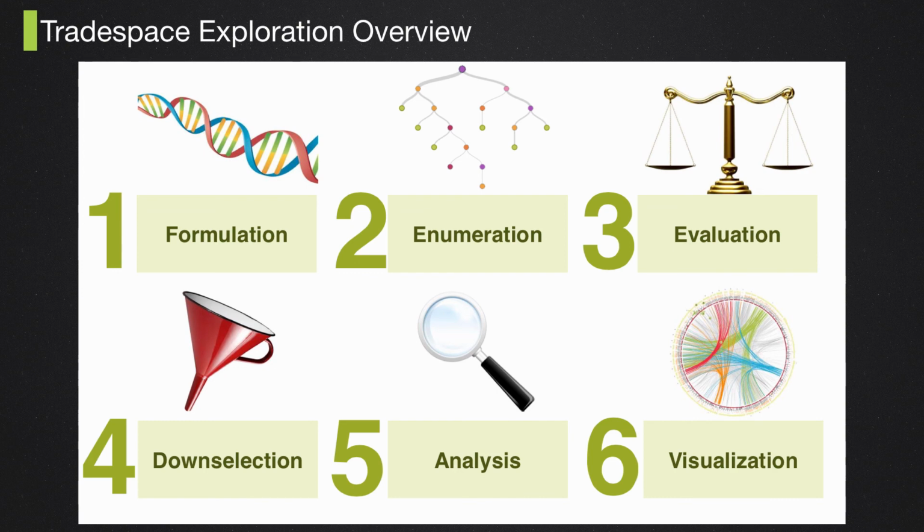For trade space exploration, I propose a framework which is composed of 6 steps. First one is formulation. So how do you formulate a trade space and how do you explore it? Number 2 is enumeration. So starting from the formulation that you have, how do you go about enumerating all the feasible architectures that are inside that? The third step is evaluation. So once you enumerated all the possible architectures, how are you going to evaluate them on all the different metrics?